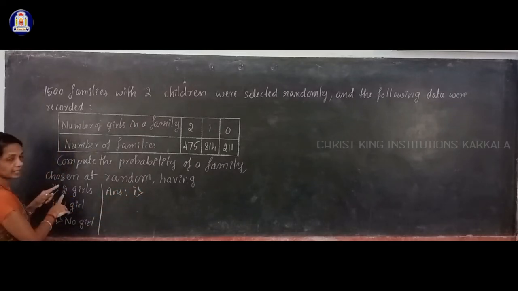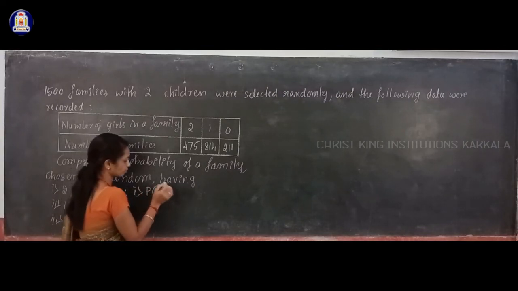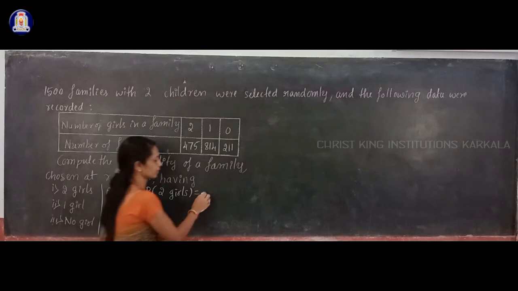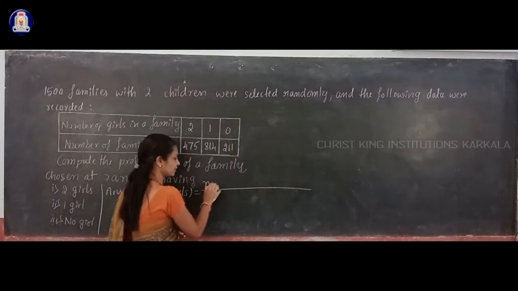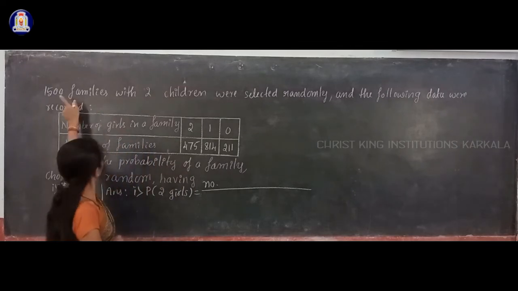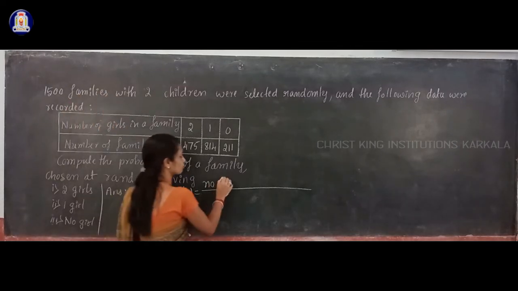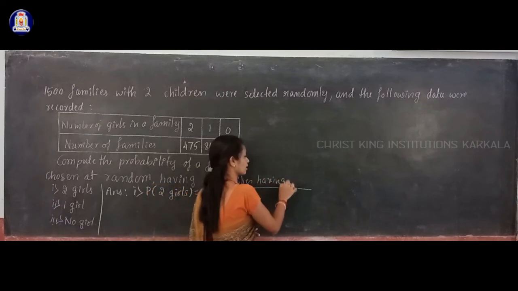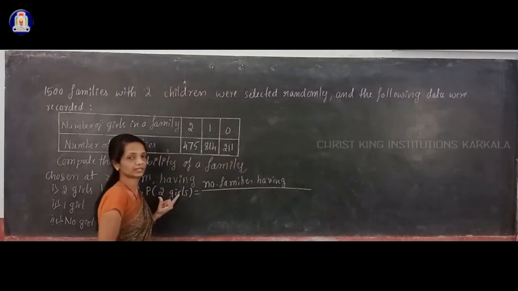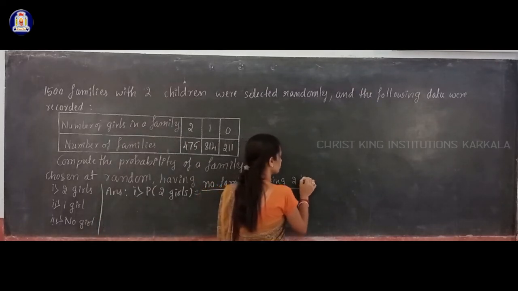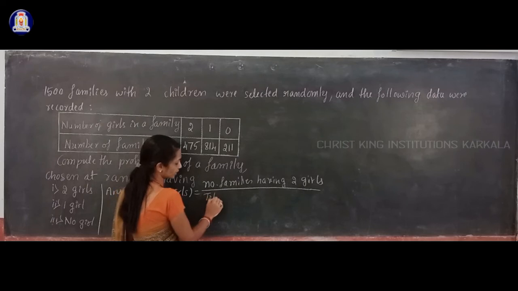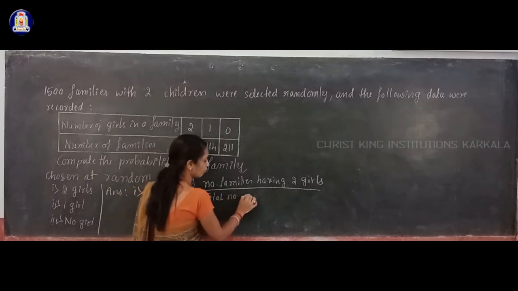Now to find the probability of a family having 2 girls. So P of 2 girls is equal to what? According to the probability formula, it is the number of trials, and here the number of trials means the number of families, having this event, that is having 2 girls, dividing by the total number of families. Total number of trials is now the total number of families.